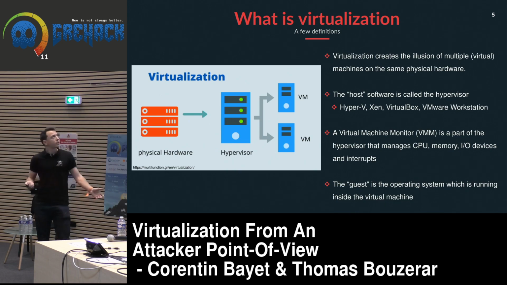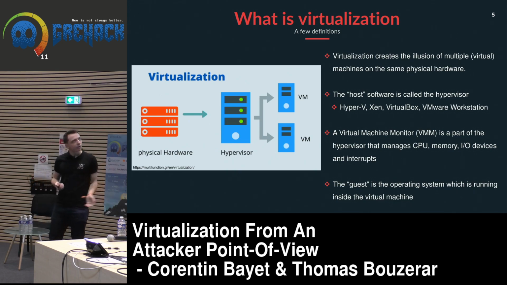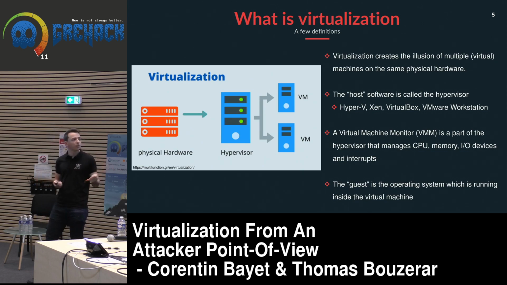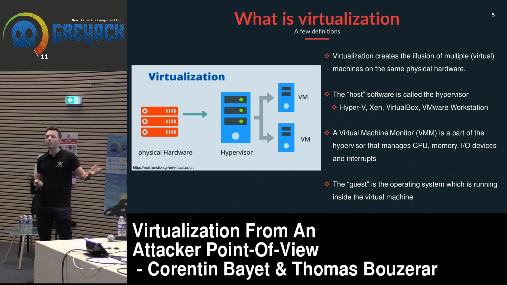So, a few definitions first. What is virtualization? Virtualization is the ability to create the illusion of having multiple computers running on the same physical hardware. The software that is doing this is called the hypervisor. Maybe you know some: Hyper-V from Microsoft, Xen, VirtualBox, VMware Workstation. Maybe you used some before. A specific part of the hypervisor that is responsible for managing the CPU, the memory, everything that a virtual machine needs to run is called the VMM, or Virtual Machine Monitor. And finally, the last definition is the guest, which is the operating system running inside a virtual machine.